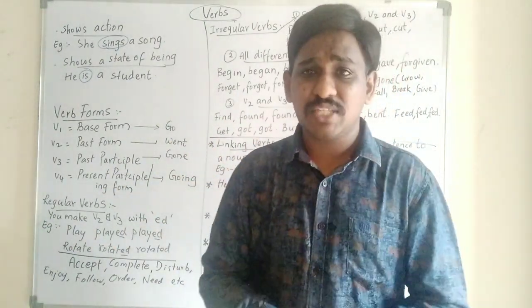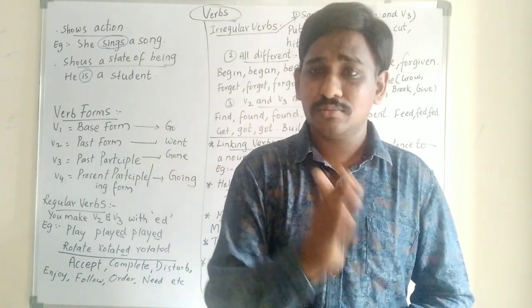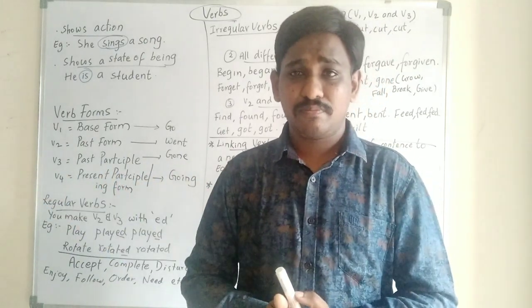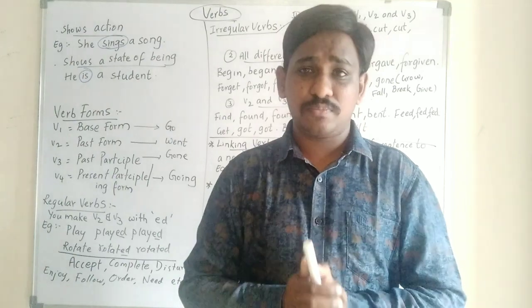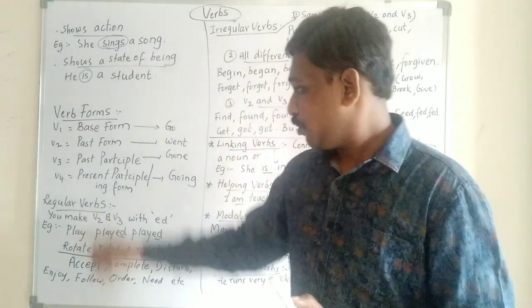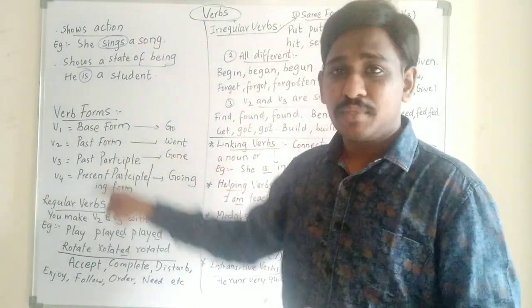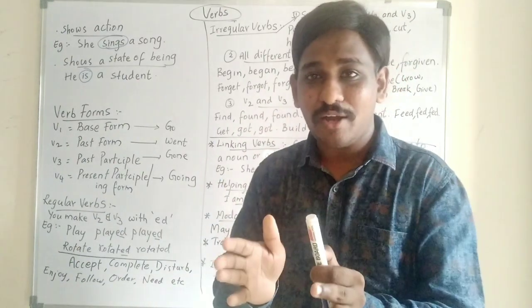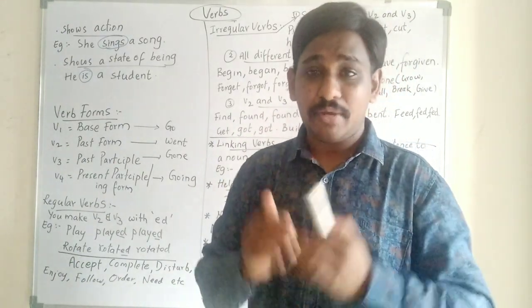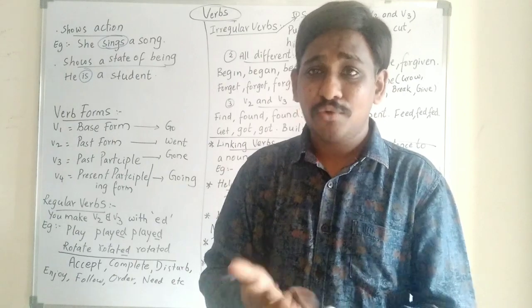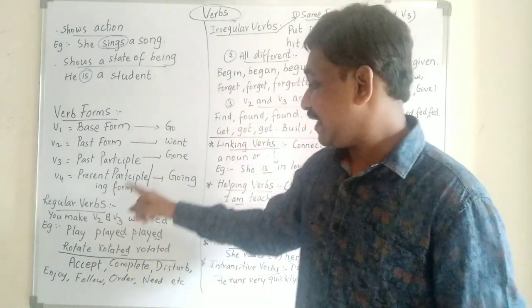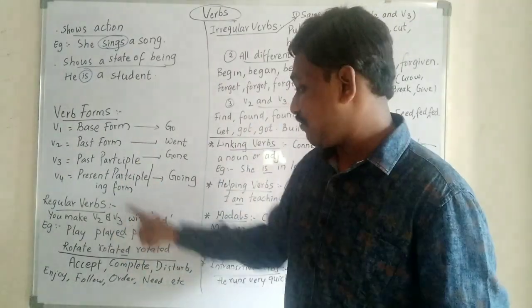Right. Let us see those verbs V1, V2, V3, V4. We can categorize them under regular verb forms and irregular verb forms. What are regular verb forms? If you make V2 and V3 with ed, those are called regular verb forms. I repeat, if you make V2 and V3 with ed, then they are called regular verb forms.